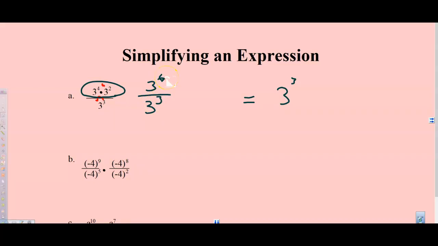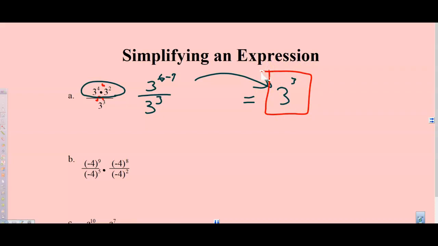The quotient of powers property says we can subtract. So 6 minus 3, we get 3 to the 3rd power. Either way, you get the same result. That's the beauty of math, guys. Okay, multiple ways we solve the problem, get the same result.